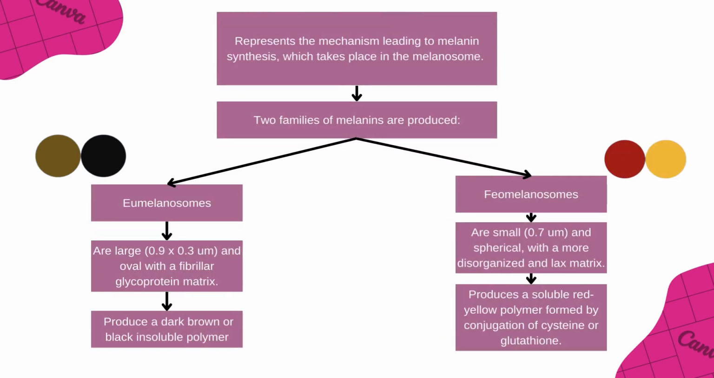And the pheomelanosomes, which are small, 0.7 micrometers and spherical, with a more disorganized and large matrix, which produce a soluble red-yellow polymer formed by the conjugation of cysteine or glutathione. It is predominantly found in individuals with light or red hair, phototypes 1 and 2. In these skin types, tumors are most common.